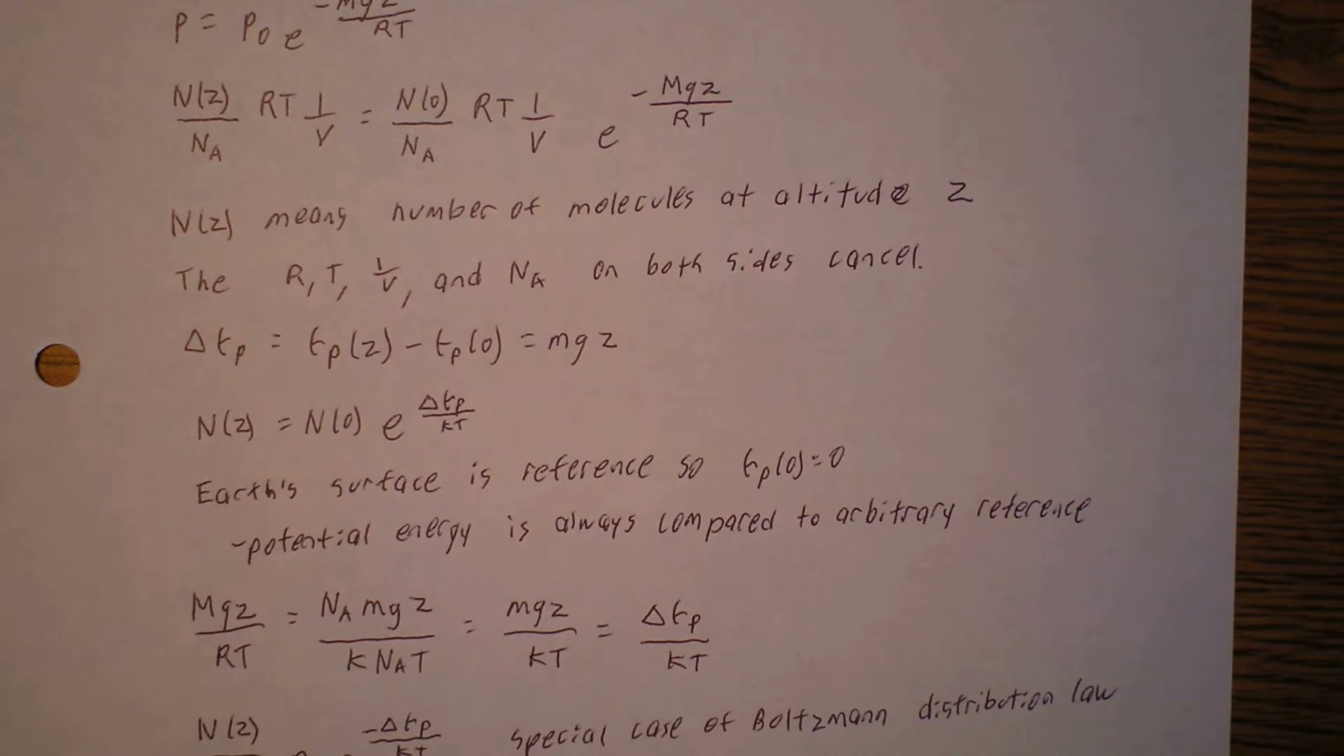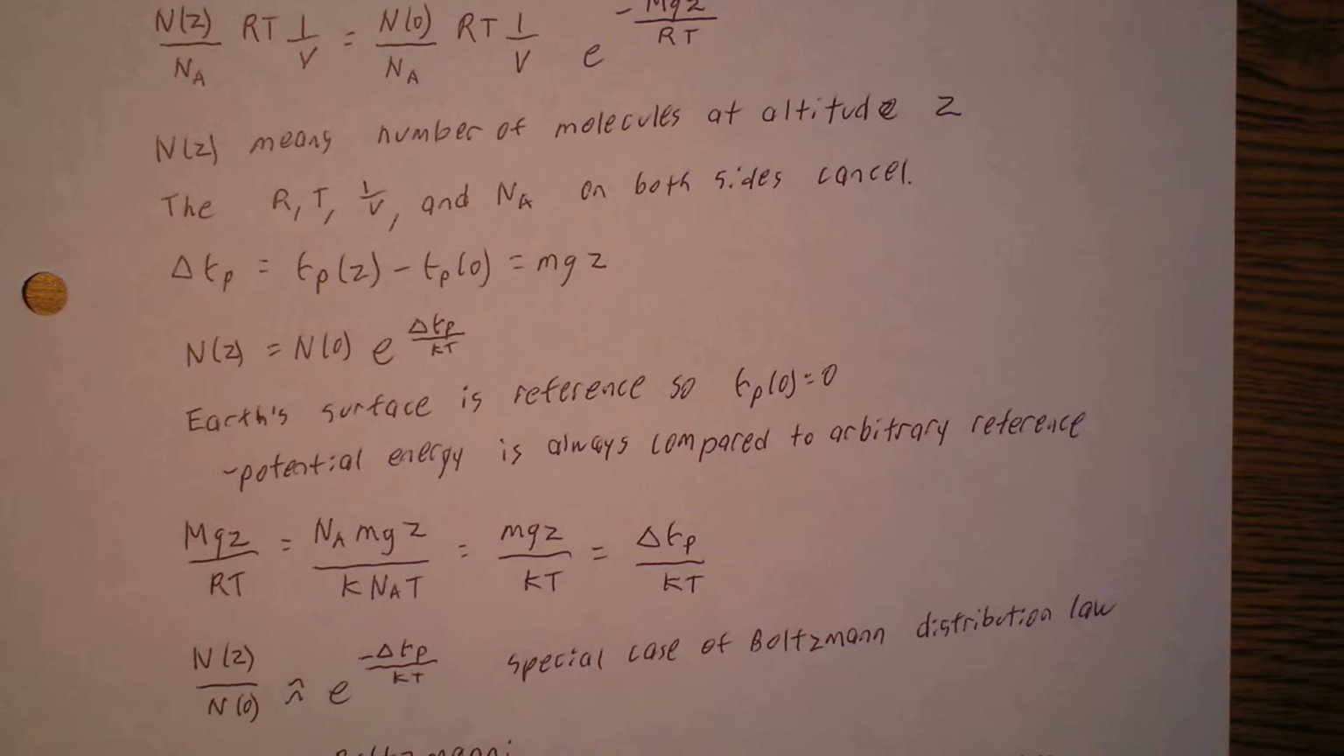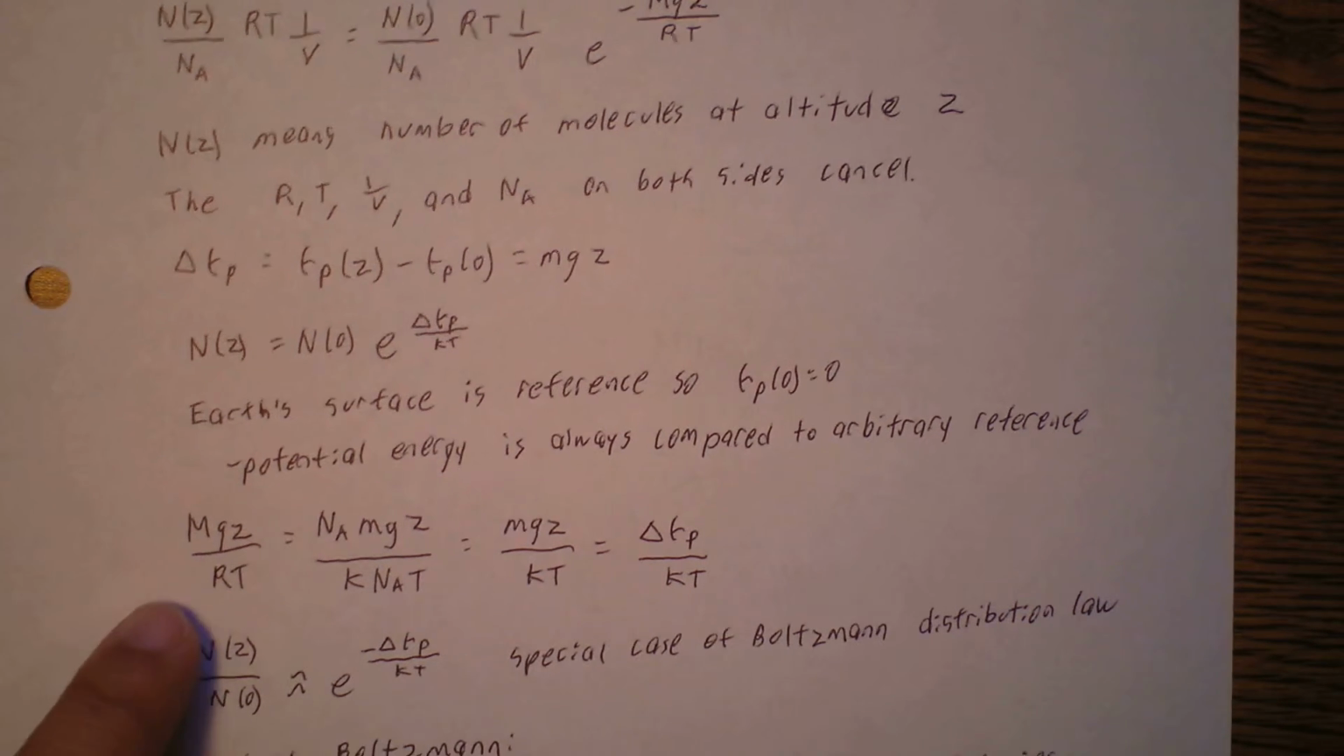Now remember, we said in the previous section that we arbitrarily picked Earth's surface as the reference point. So at height 0, the change in potential energy is going to be equal to 0. Remember, potential energy is always compared to some arbitrary reference point. And in this case, we said Earth's surface will be easy enough.